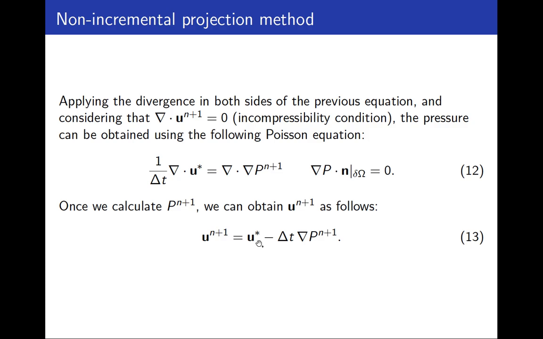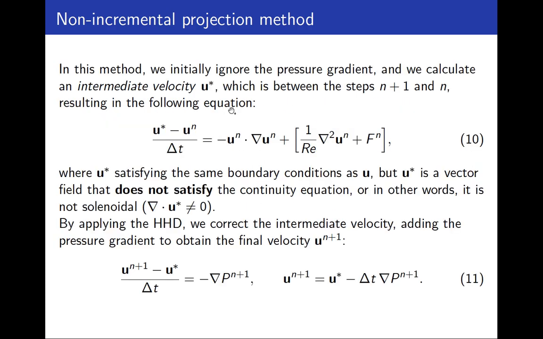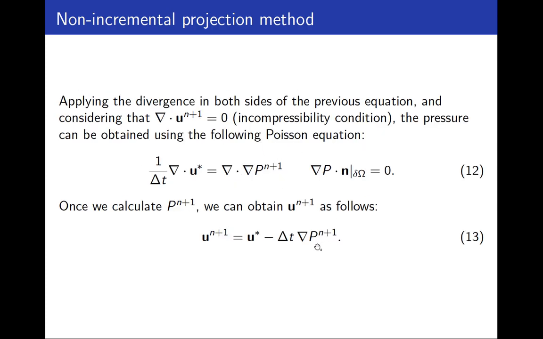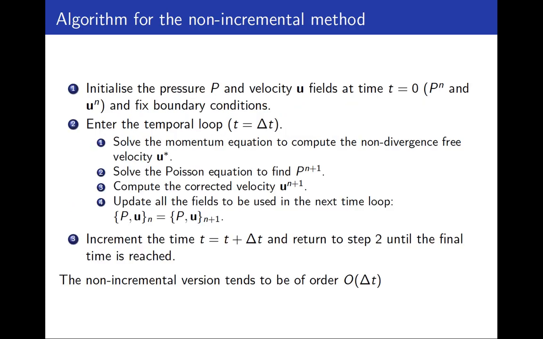So remember, we obtain u star by solving this equation. We obtain the pressure by solving the Poisson equation. And now we have our new velocity that will satisfy the incompressibility condition, or the continuity equation. So now we have an algorithm for the non-incremental method. So how do we solve the Navier-Stokes equations?